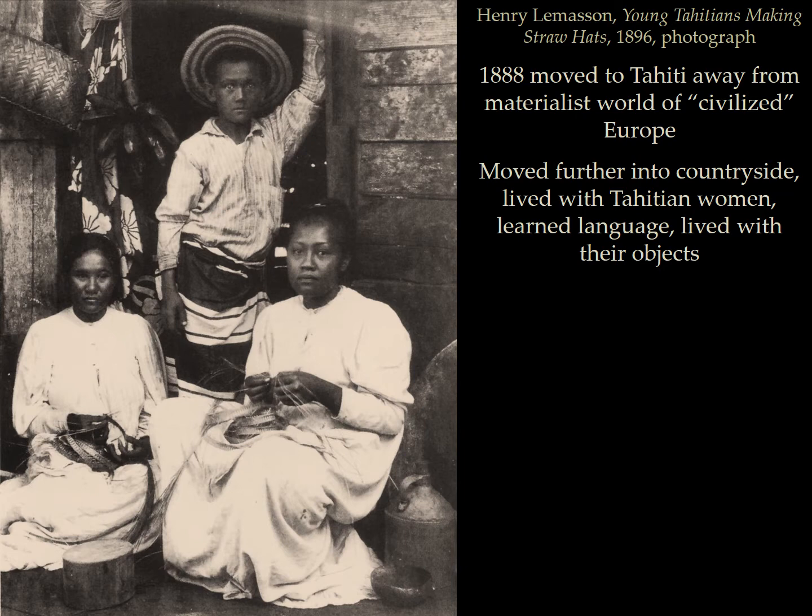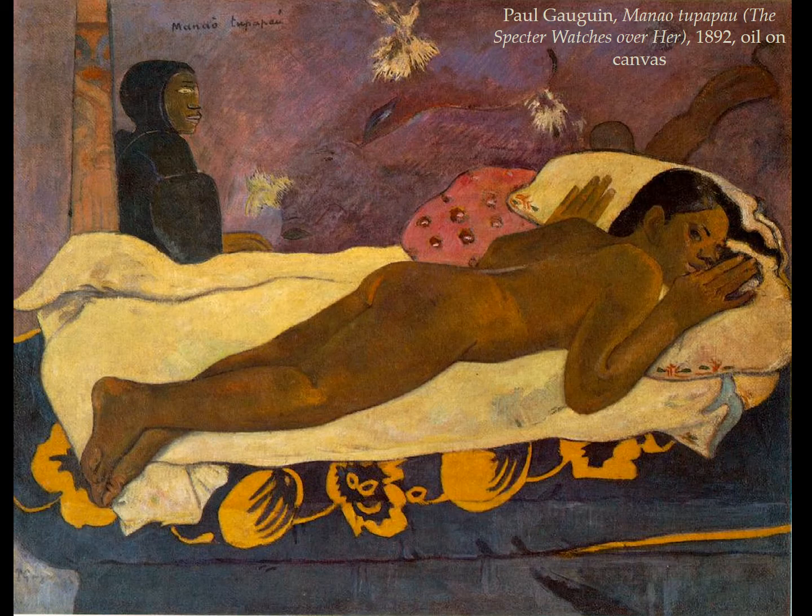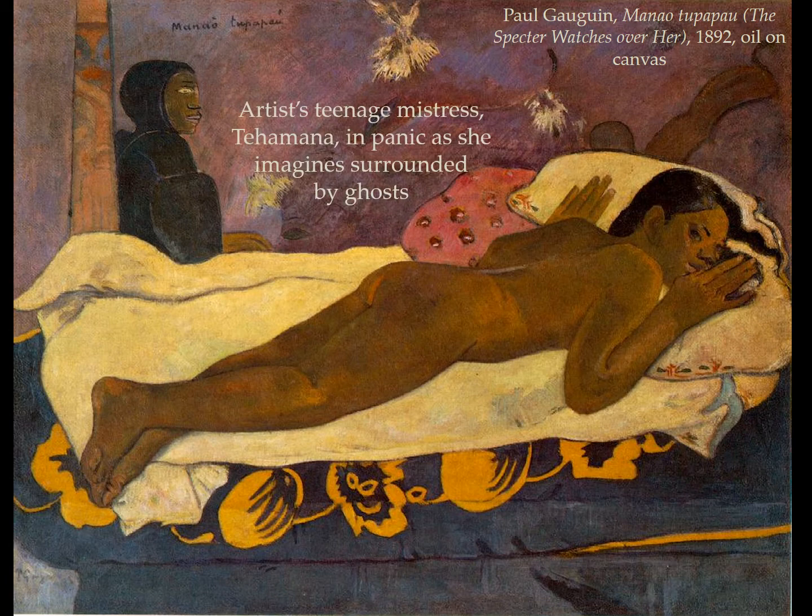So he moves into the countryside, living with Tahitian women, learning their language somewhat, and learning to incorporate their objects and their motifs into his painting. Here, in The Spectre Watches Over Her, we have a painting of the painter's teenage mistress. So in this case, the mistress is going to be in a panic, we are told in a letter, because she imagines being surrounded by ghosts, the incarnation of which can be seen in the darkly complected one at the bedpost in the upper left-hand corner.